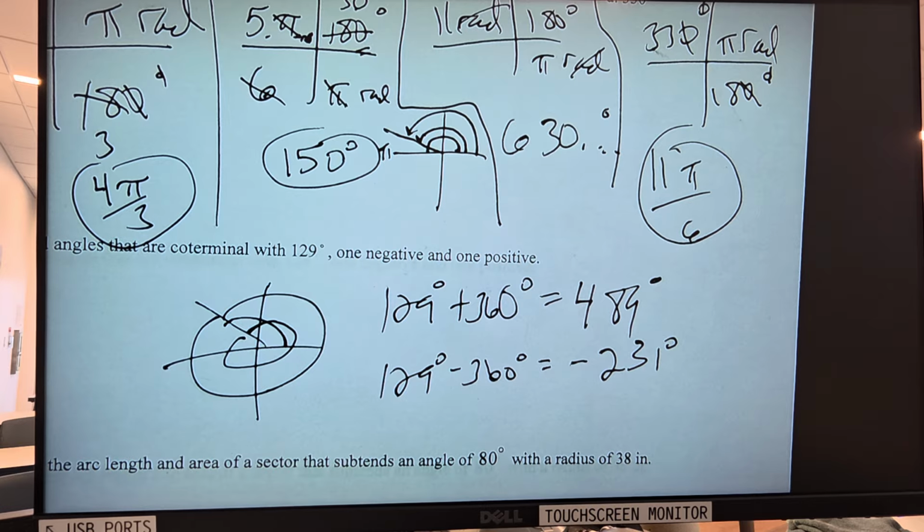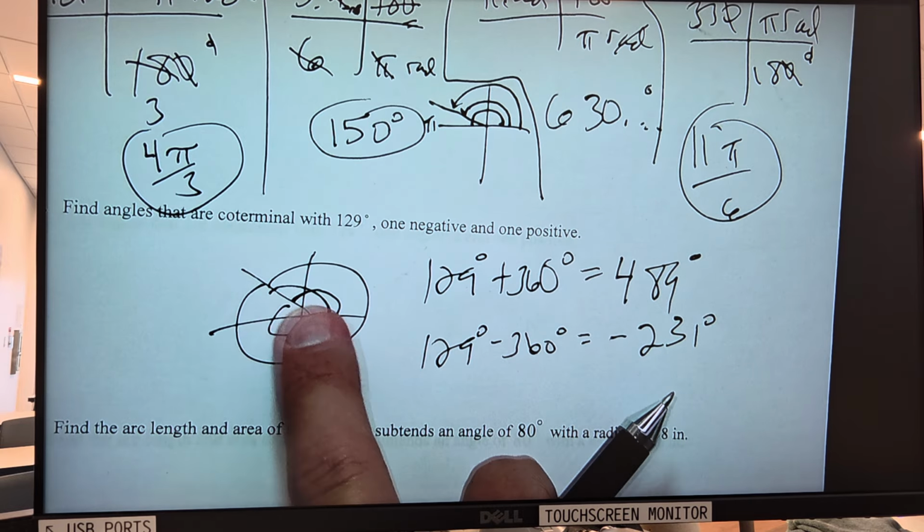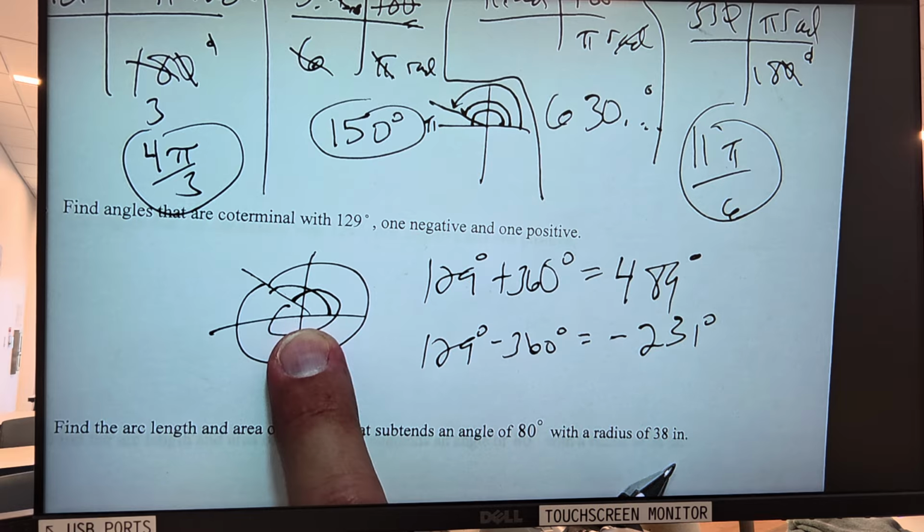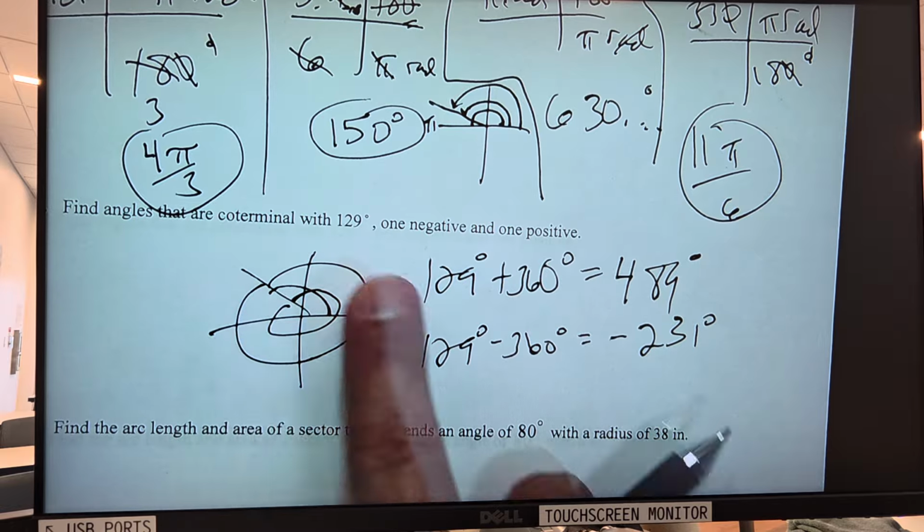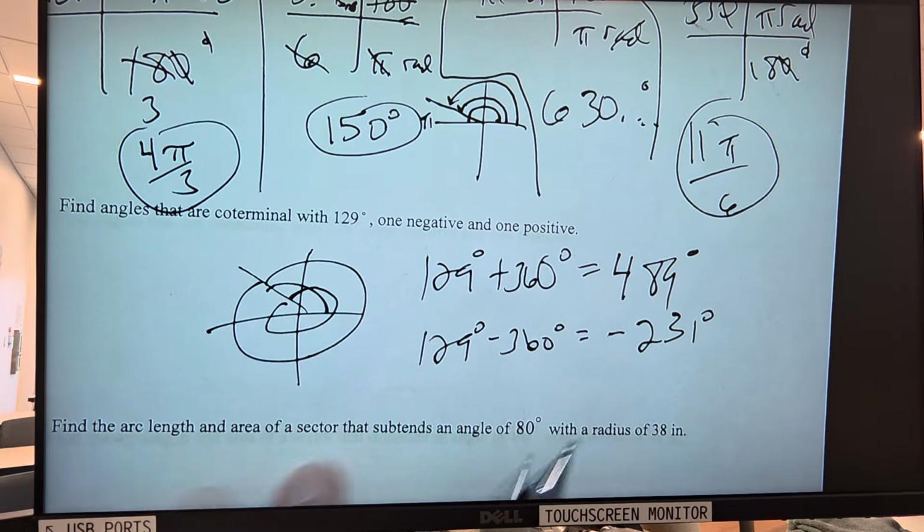Is that okay? So coterminal just means two angles that happen to end up in the same place. How many coterminal angles total are there for this one angle? Infinite, because I can go forward as much as I want, and I can go backward as much.